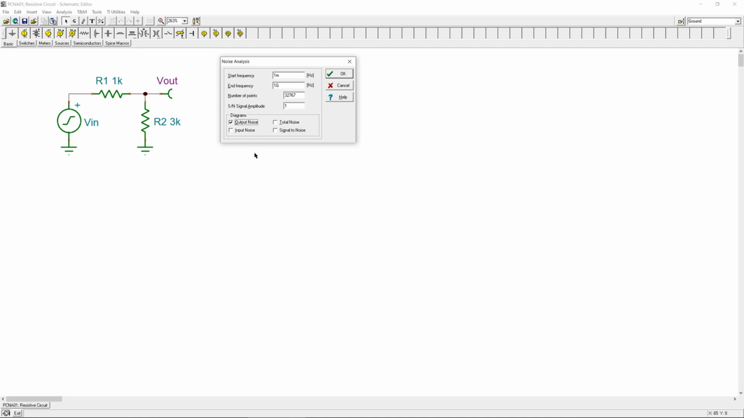So I can have an output noise, that will be just of course the output noise spectral density, input noise spectral density, total noise, which will be just the total RMS noise voltage, and also the SNR, signal to noise ratio. So I will just plot them all. Let's run this. That's all actually. Very straightforward. Okay.